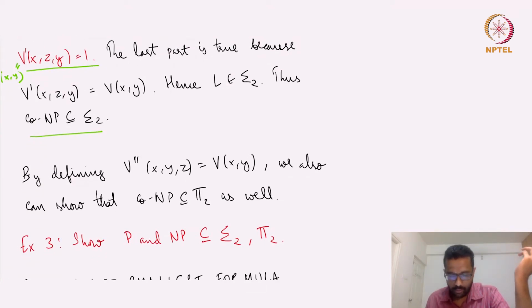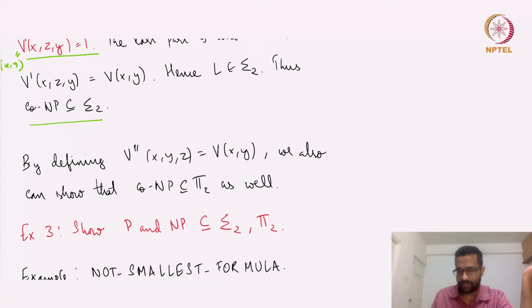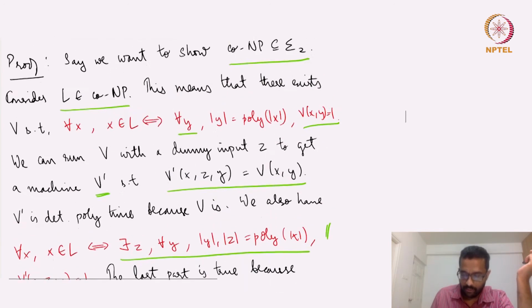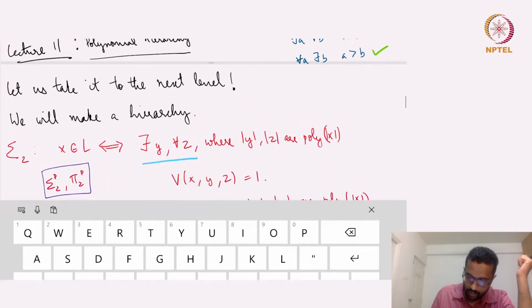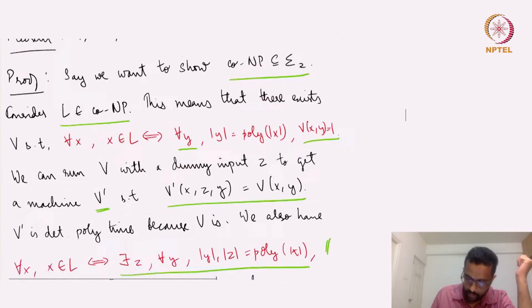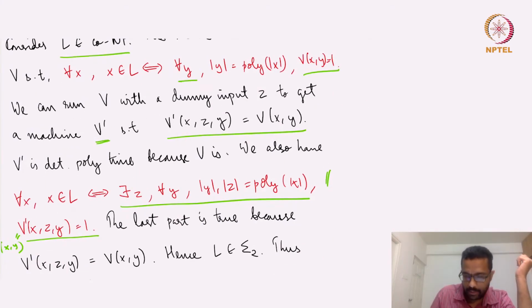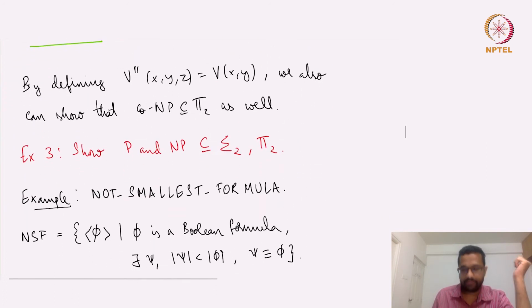Similarly, we can show co-NP is in pi 2 by adding another dummy variable, right. This is something very similar that I am not going to get into. So in pi 2 we will need to add the dummy variable after the for all, right, because pi 2 means for all followed by there exists. So the dummy variable z should be added after the for all, but the rest is very similar.